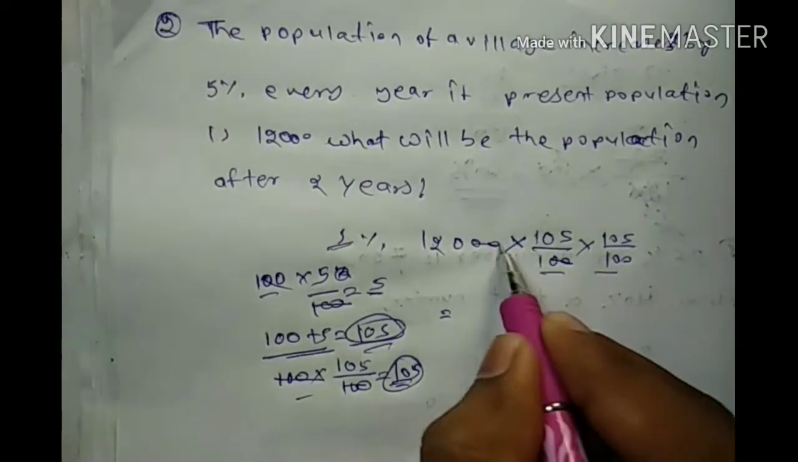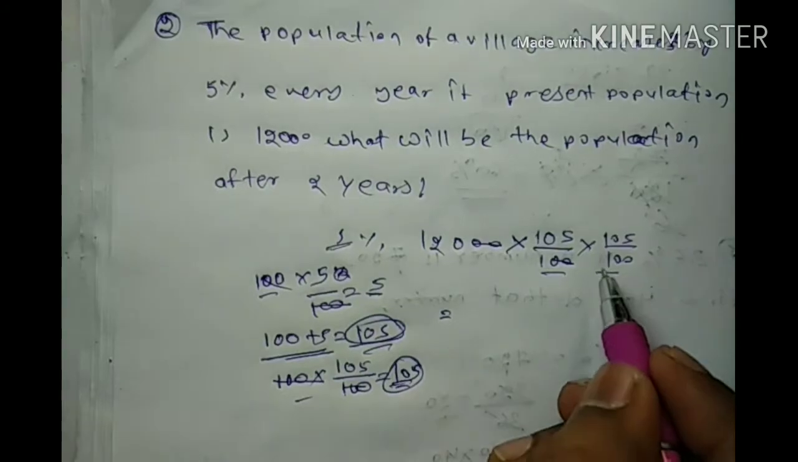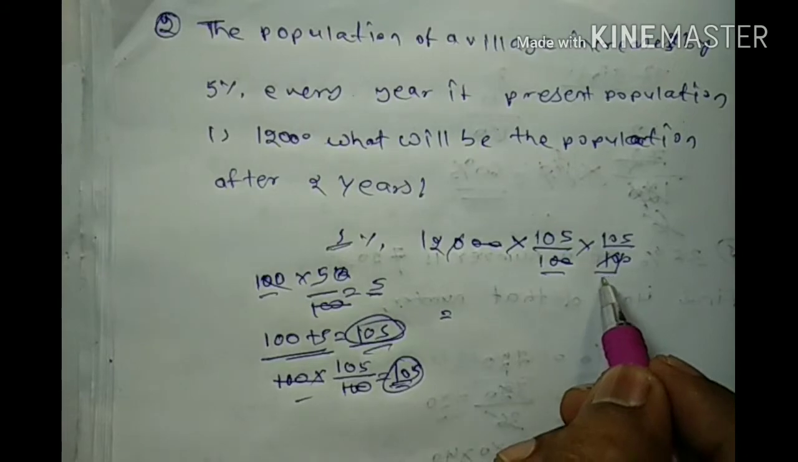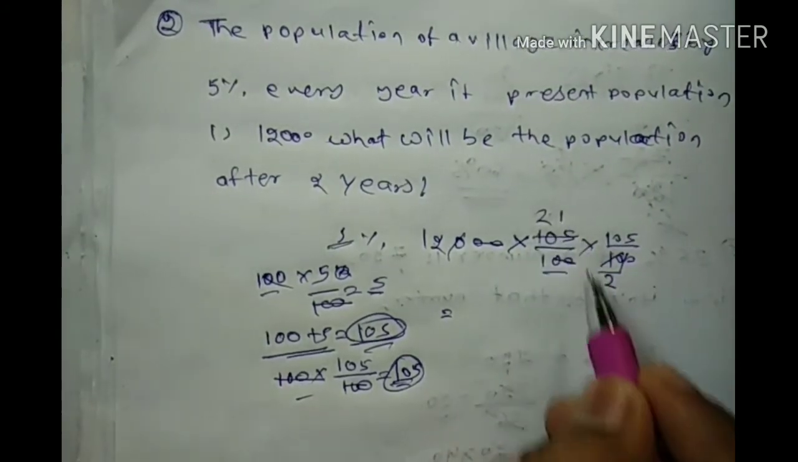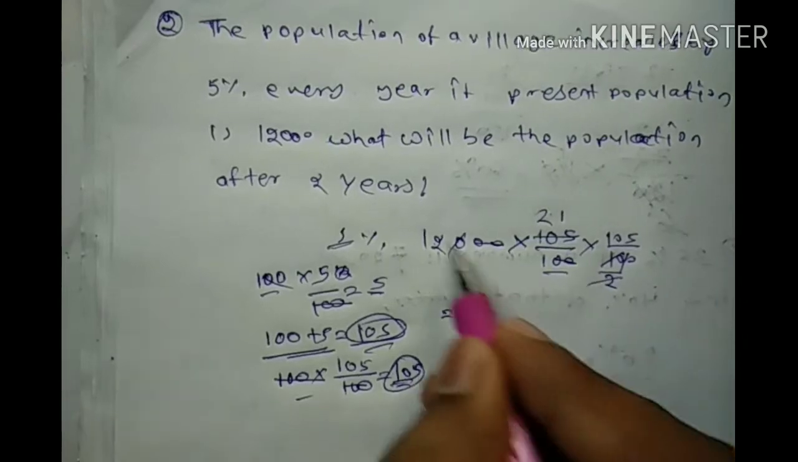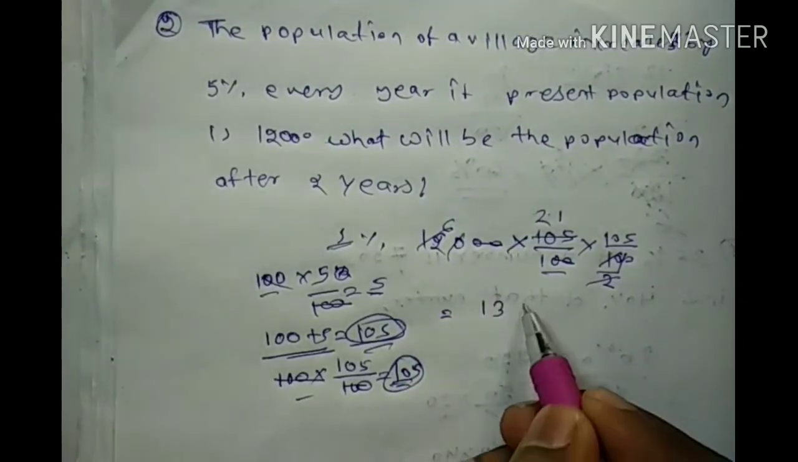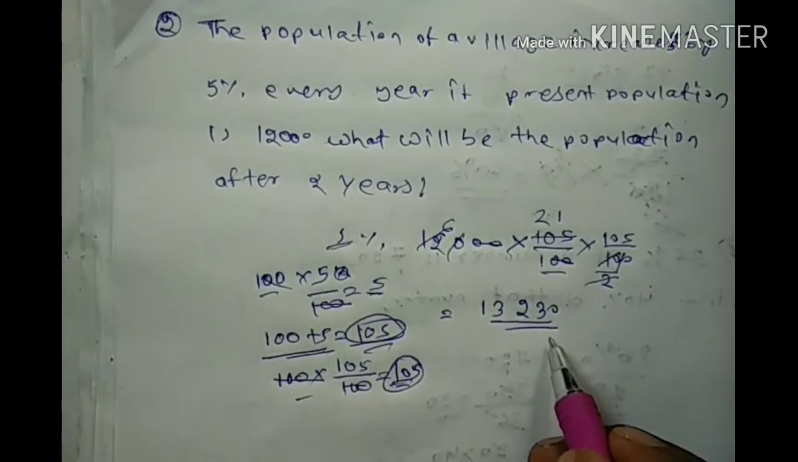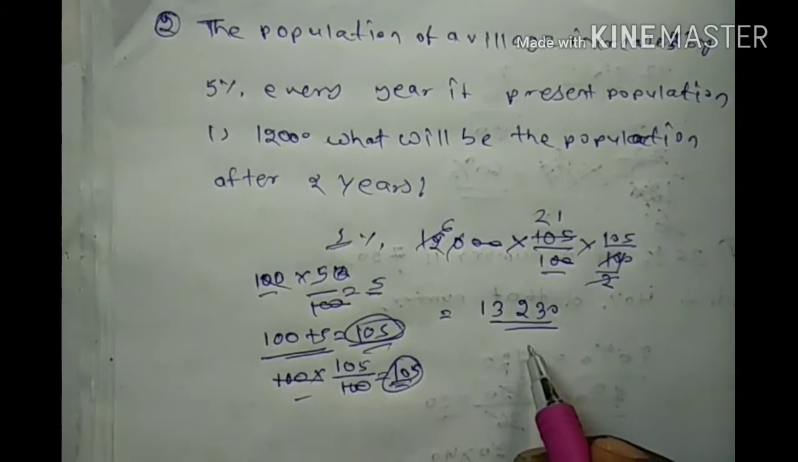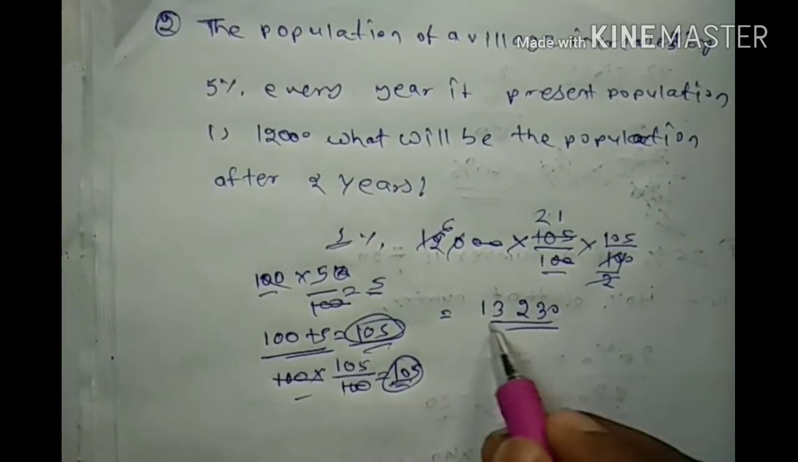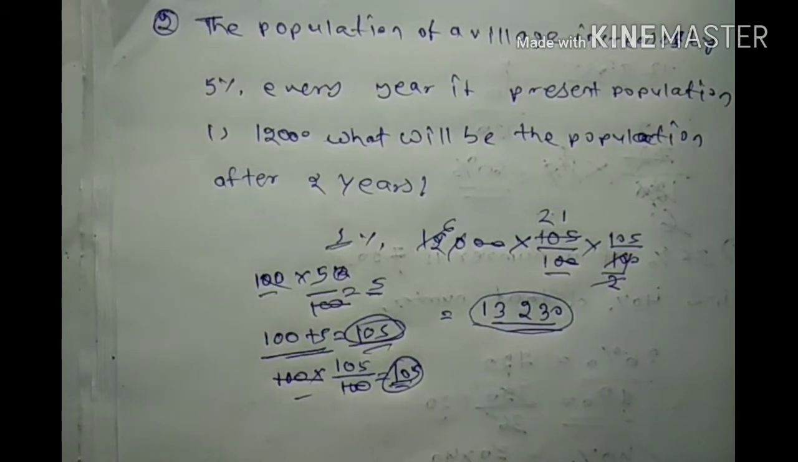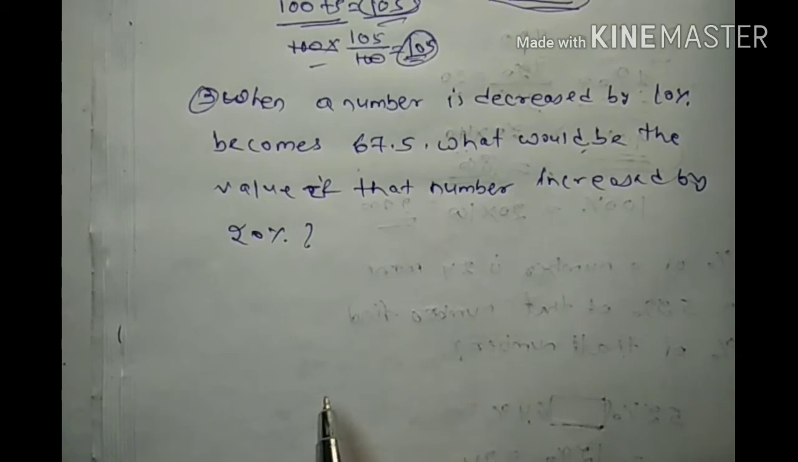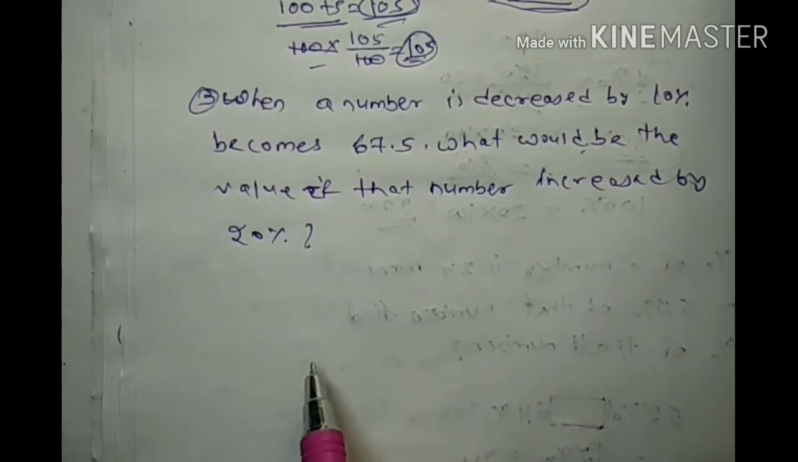So cancelling 0, 0, 5 2s are 10, 5 2s are 10, 5 1s are 5, 2 6s are 12. Multiplying this, we get the answer. So the total percentage increase of the population gives the answer 13,230.